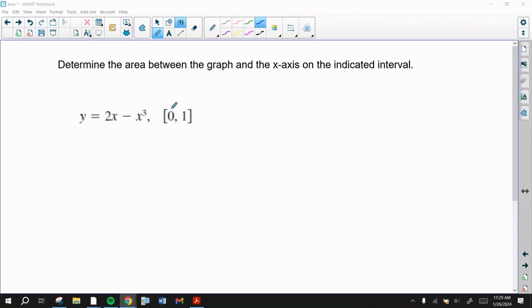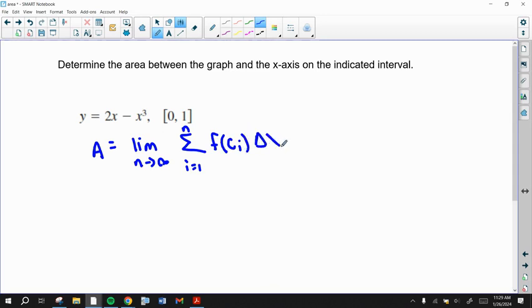So to do that, we have to remember that the area is going to be the limit as n goes to infinity of the summation, i going from 1 to n of, and this is a Riemann sum, f of c sub i, any value in the interval, times delta x, which is the length of all the subintervals.